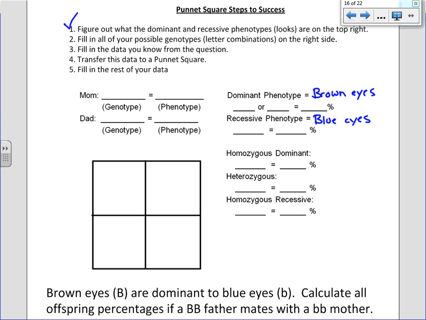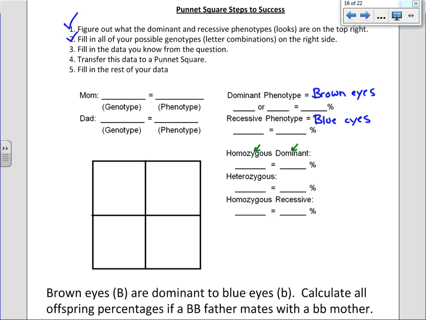That was easy, right? Number 2, fill in all of your possible genotypes, letter combinations on the side. All right, now for this, there's actually 6 spots that we need to fill out. We'll start on the bottom. Homozygous dominant. Remember, homozygous means same letter. Dominant means the capital letter. So in this blank, you'd write whatever letter we're using, because it's going to be different based on which trait.